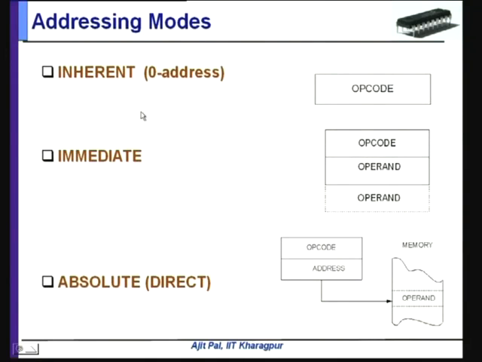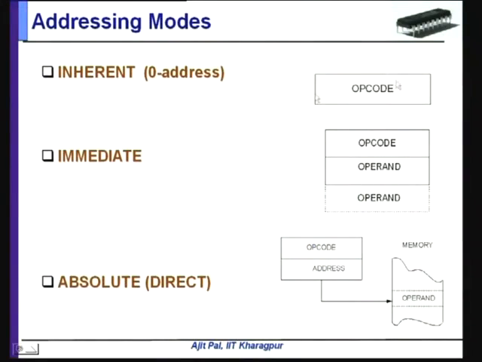Here I shall discuss the various addressing modes. For example, inherent addressing, zero address. Here you have nothing but the opcode. The rest of the things are implicit. Obviously, one of the operands is in the accumulator, so it can involve an accumulator based instruction.